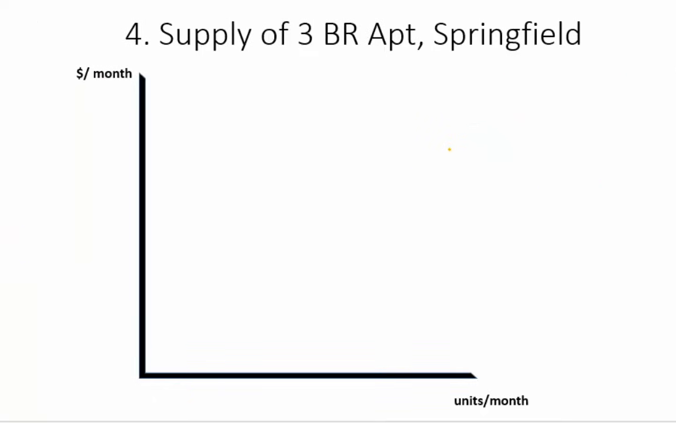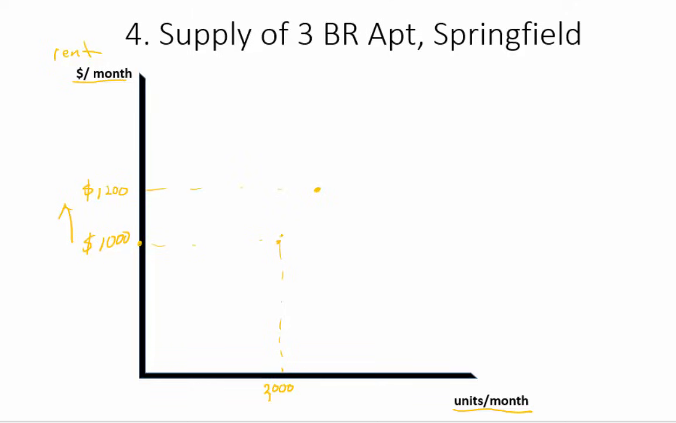Okay, let's do one more supply elasticity. Now I'm looking at the supply of 3-bedroom apartments in Springfield. So price now is dollars per month, that's the rent, and quantity is in the units offered per month by landlords in apartment complexes. And we'll say that the price starts at $1,000 a month, and at that price in this town, landlords offer 2,000 units, and the price goes up to say 1,200.